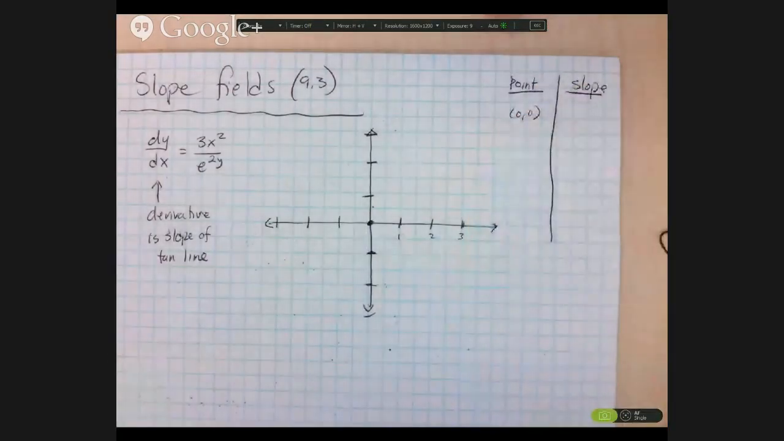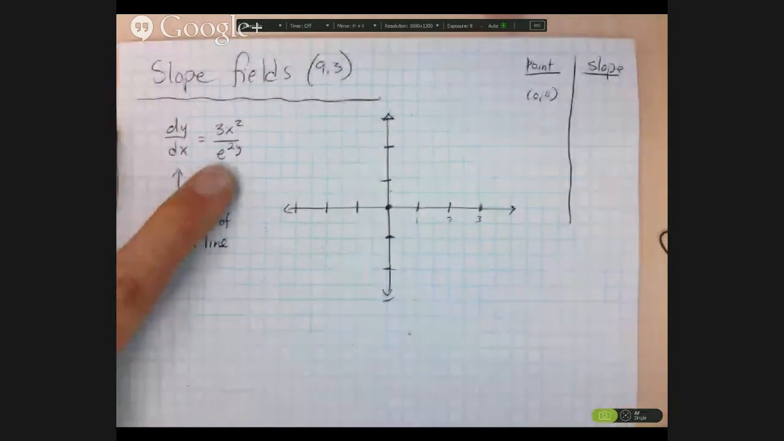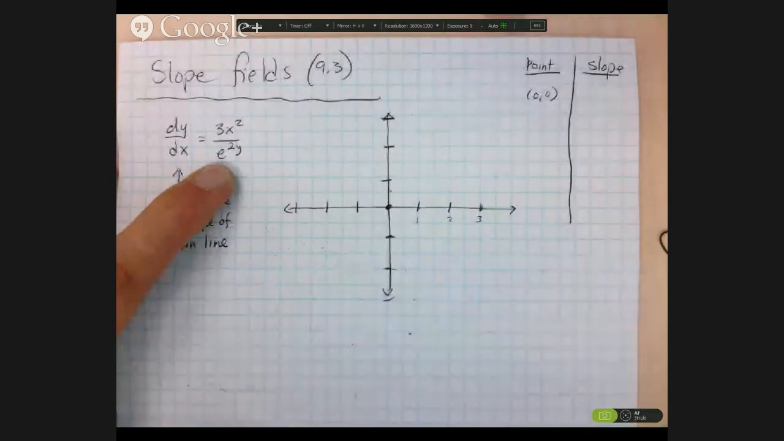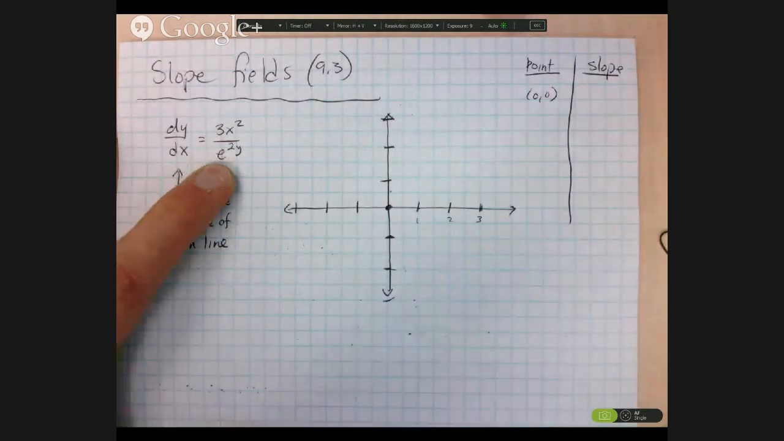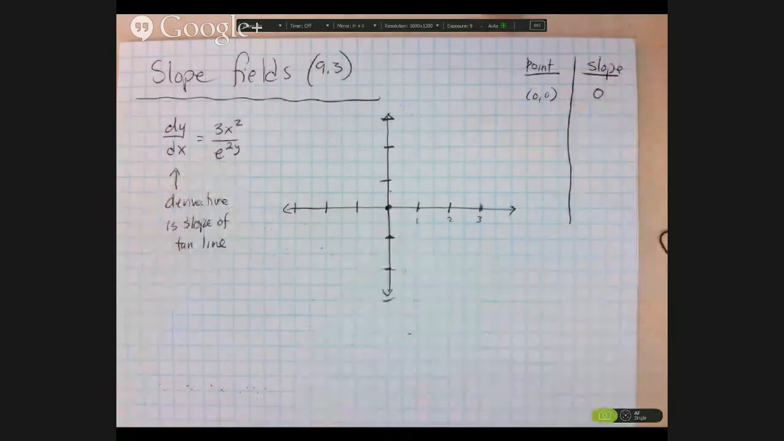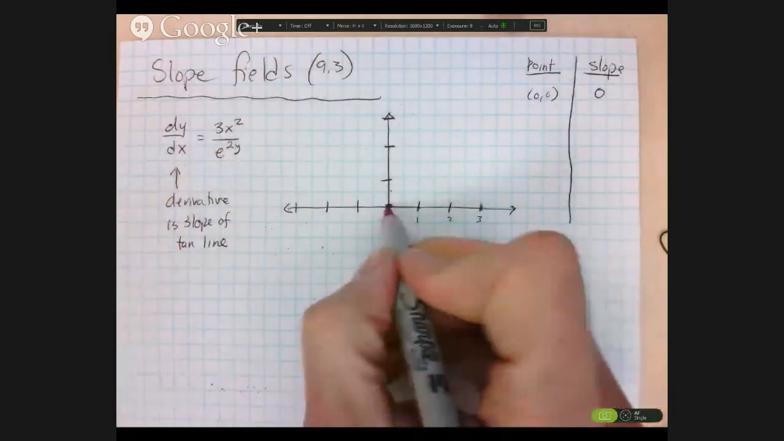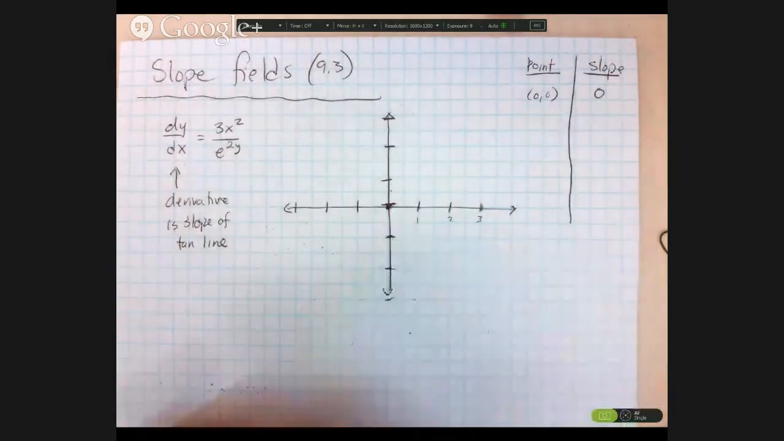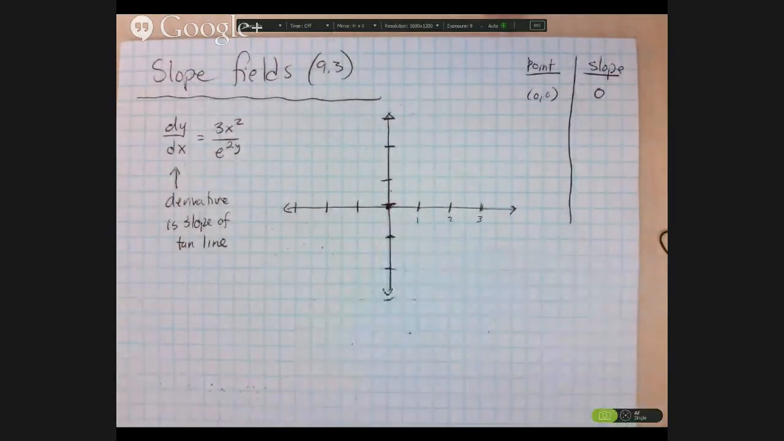Where am I going to plug that in? To the derivative right here. So you get 0 over 1, which is 0. Okay, so right here, you put just a flat little tick mark like that. That tells you the slope there is 0.